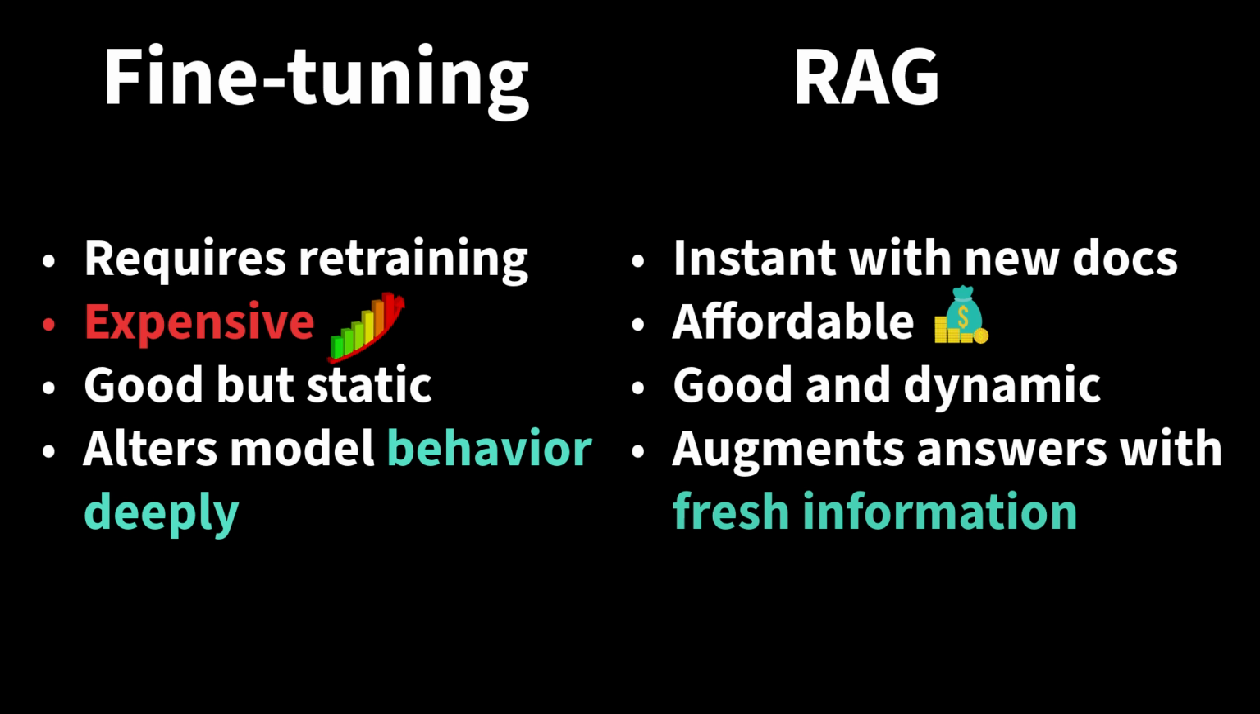Why spend weeks fine tuning a model when you can update knowledge instantly with RAG? Let's compare features of fine tuning and RAG to figure out which works better. When it comes to updating a model, fine tuning requires retraining, but with RAG, you can instantly do that with new documents. The cost of fine tuning is expensive, but the cost of RAG is affordable. When we compare accuracy, fine tuning is good but static, but RAG is good and dynamic. Fine tuning is used to alter model behavior deeply, but RAG is used for augmenting answers with fresh information. Fine tuning changes the model's brain. RAG just gives it new books to read.